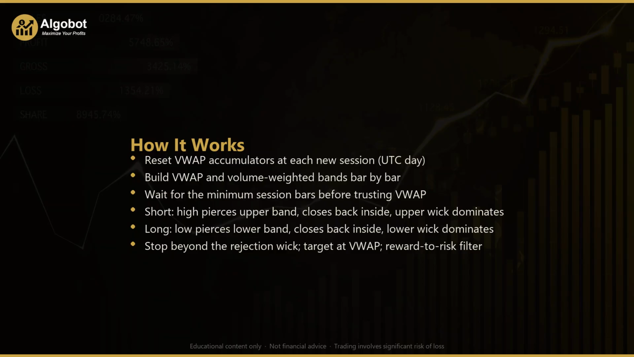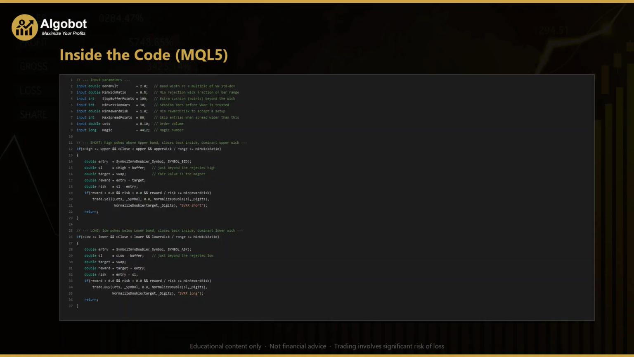The long is the mirror image. The bar's low pierces the lower band, the close finishes back above it, and the lower wick dominates the range. The EA signals a buy, places its stop just below the rejected low, and again targets VWAP. Finally, every setup must pass a reward-to-risk filter. If price has already drifted so close to VWAP that the potential reward is too small relative to the wick-based risk, the setup is skipped. In this way, the risk is structural and self-defining on every trade, taken from the very wick that proved the band held. Let's look at the actual MQL5 code running inside the expert advisor.